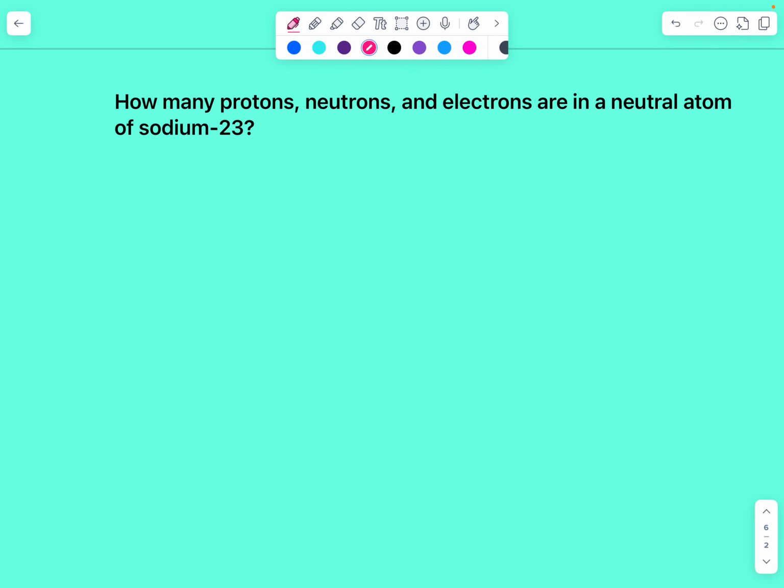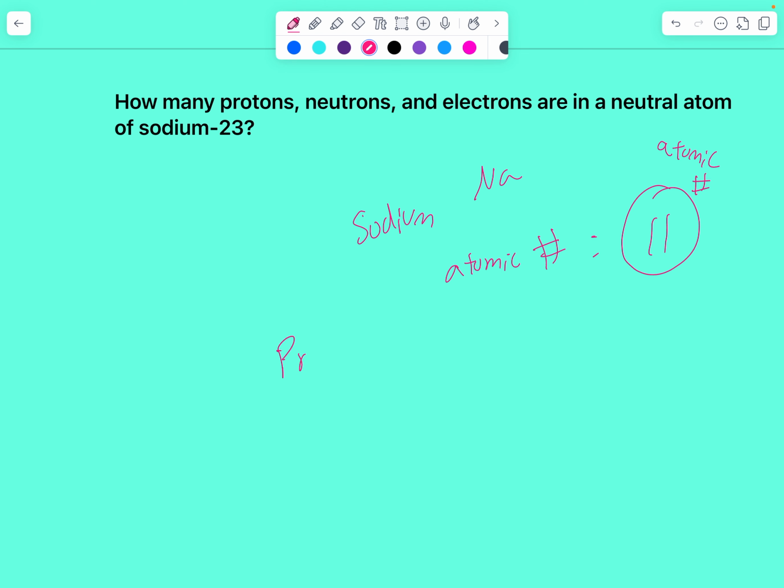How many protons, neutrons, and electrons are in a neutral atom of sodium? And they told us 23. So let's talk about it. Sodium on the periodic table is known as Na. The atomic number, according to the periodic table, is 11, right? So if this is the atomic number 11, what does that mean for protons? That it's also 11, because the atomic number is the protons.